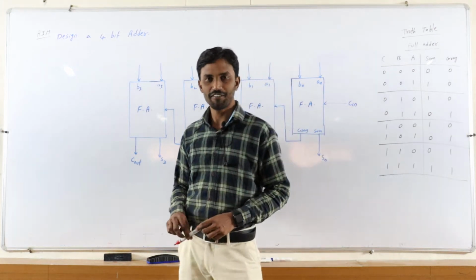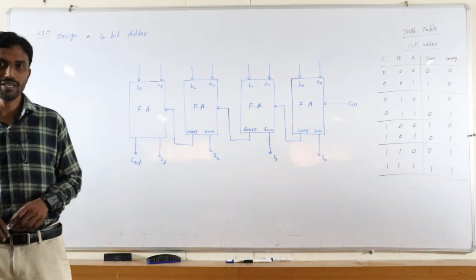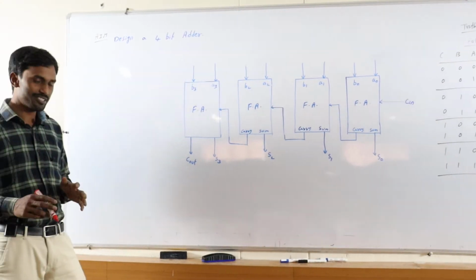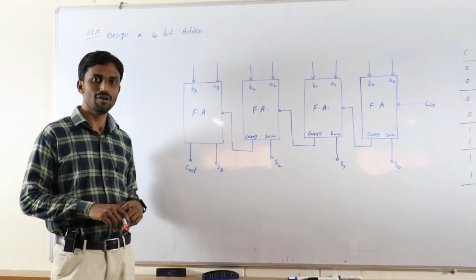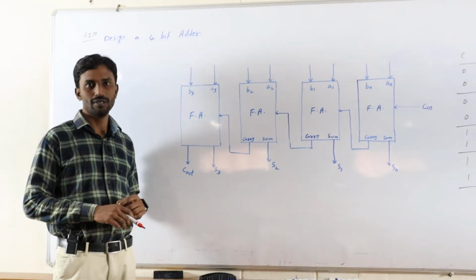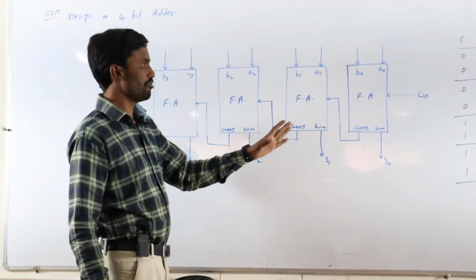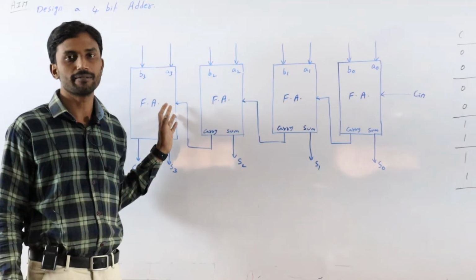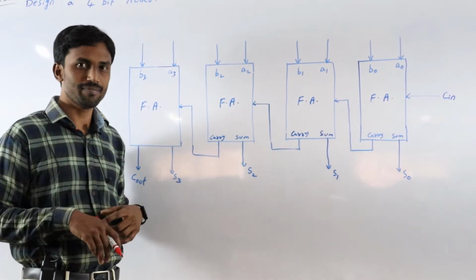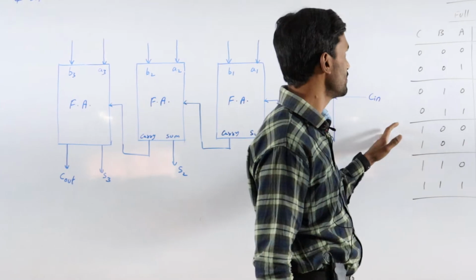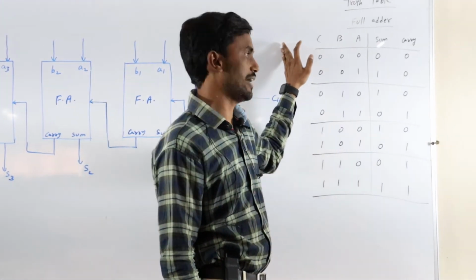Okay. Hello everyone. Today we are going to discuss the design of a 4-bit adder. In digital electronics, you have the half adder and the full adder. For this 4-bit adder, we are going to take 4 full adders for the design. So first of all, let's see how a full adder works and its truth table. Let's have a look at the truth table of the full adder.